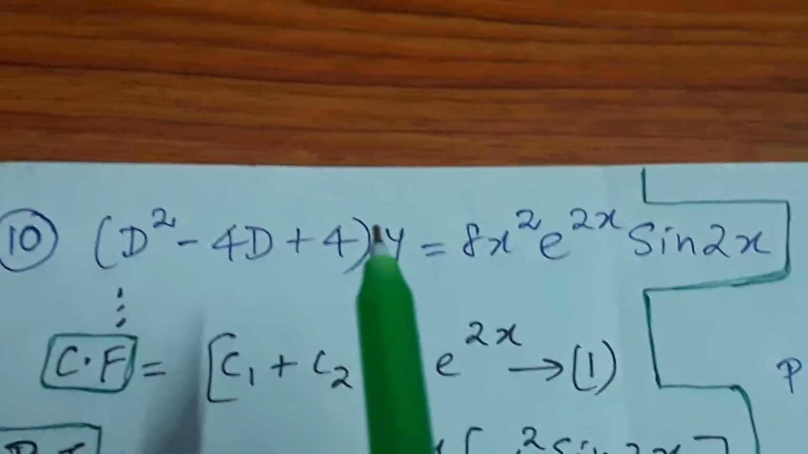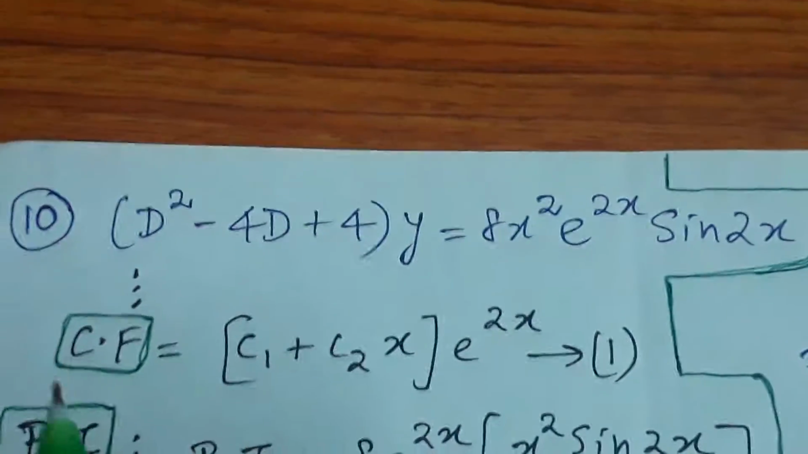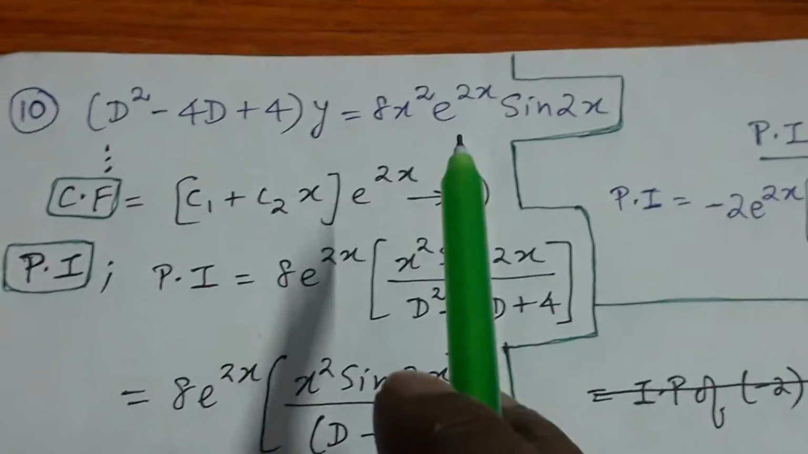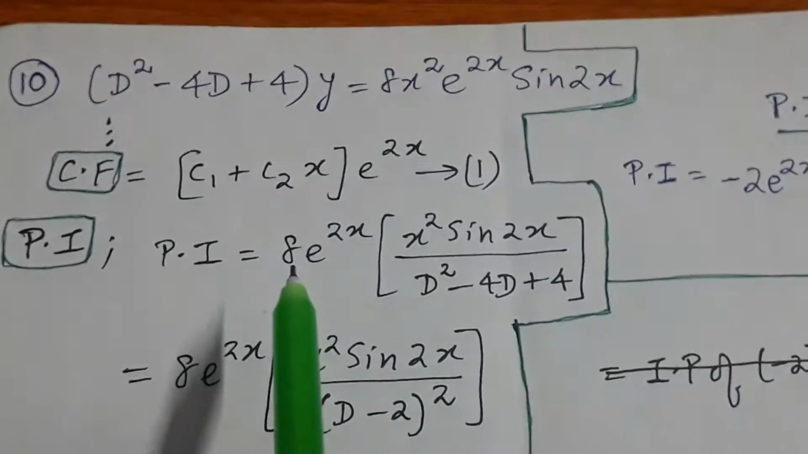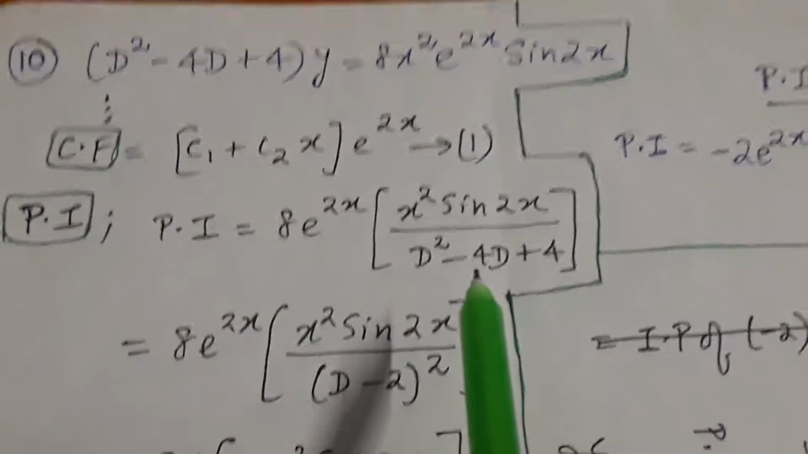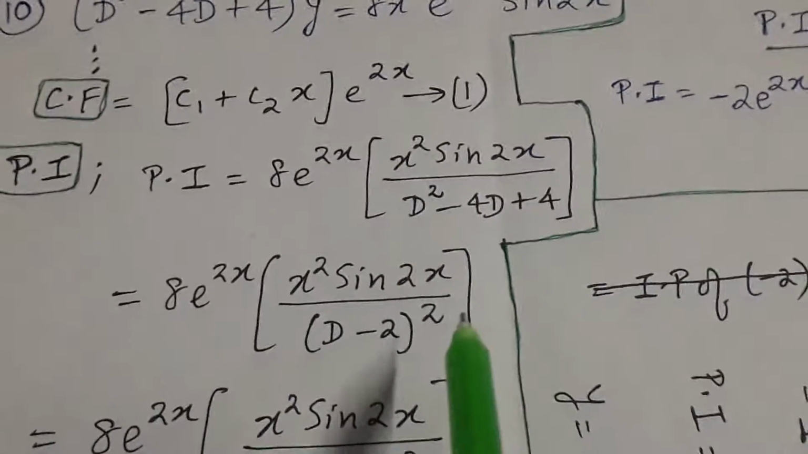So it will be (m minus 2) the whole square. So m will be equal to 2, 2, roots are equal. Write the complementary function. Particular integral: whenever you see e power, take it outside, write the rest inside and write the function of D. This is D minus 2 the whole square. We can write like this.